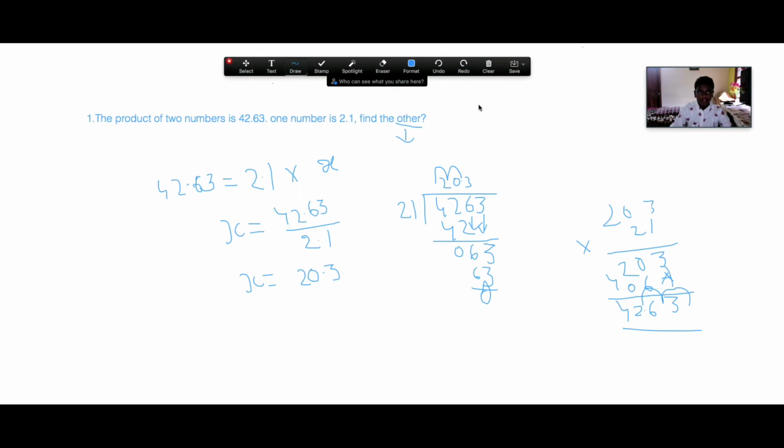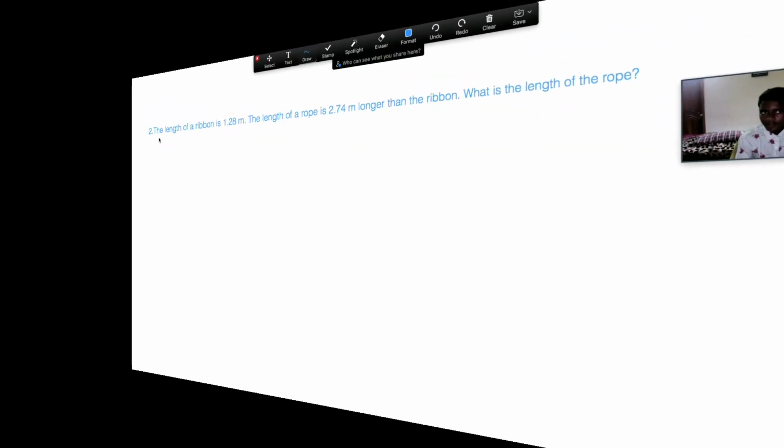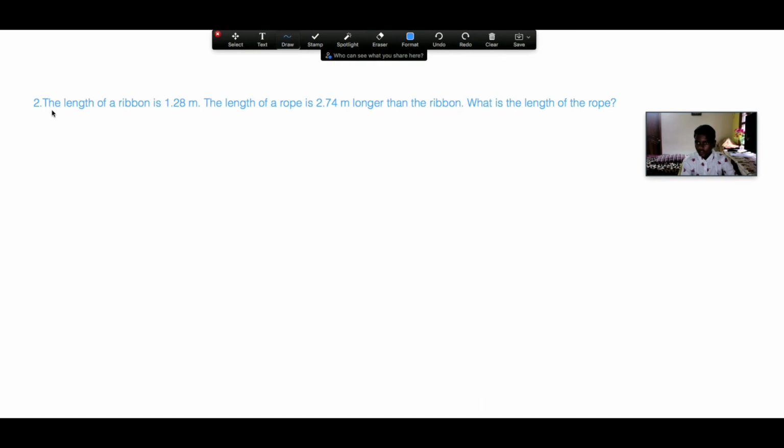Okay friends, now let's jump into second question. Friends, now let's start second question. The length of a ribbon is 1.28 meters. The length of rope is 2.74 meters longer than the ribbon. What is the length of the rope? So friends, the length of ribbon is equals to 1.28 meters.